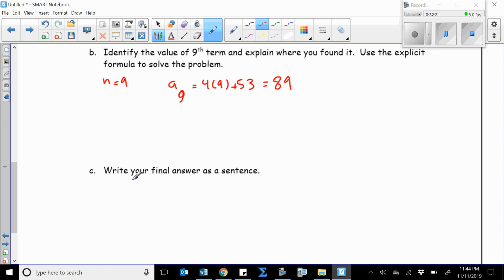In order to write the final answer as a sentence, we can write Edwin will get a grade of 89 in his 9th quiz.